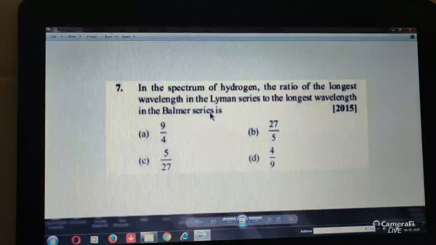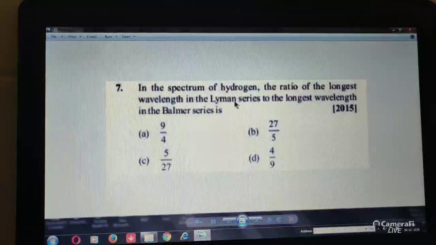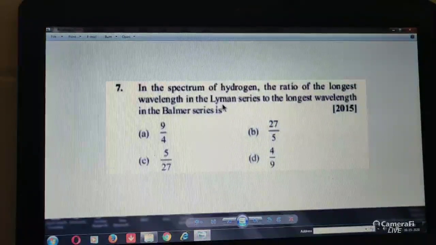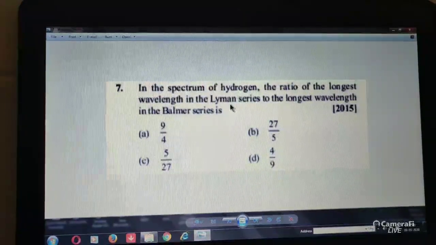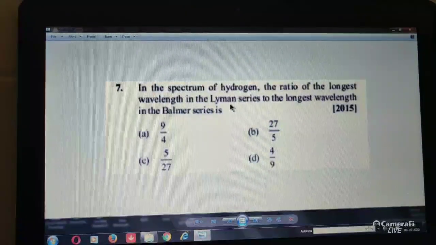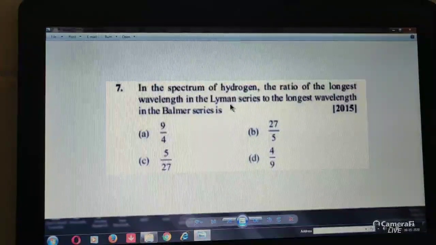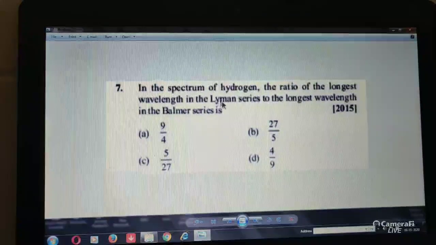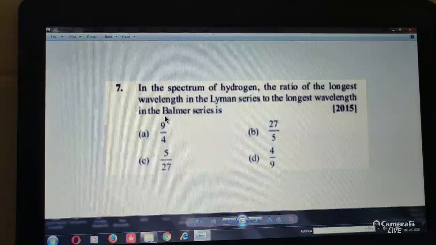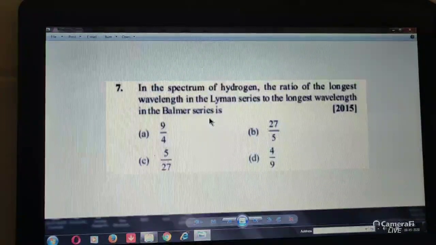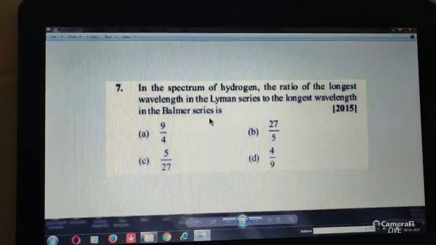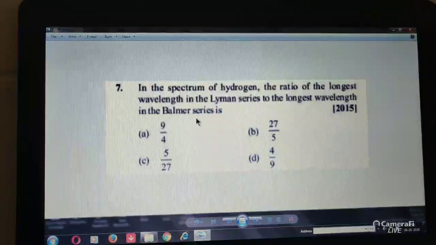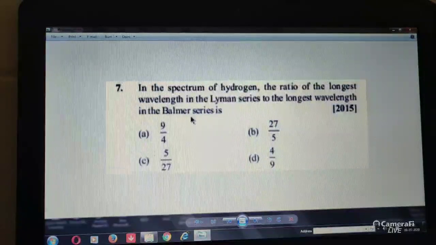For the longest wavelength, take the Lyman series first. In the Lyman series, the n1 value is 1. The very next level gives the longest wavelength, so that n2 value gives the longest wavelength for Lyman. Likewise, in the Balmer series the n1 value is 2, and the very next level gives the longest wavelength, so n2 is 3 for the Balmer series.